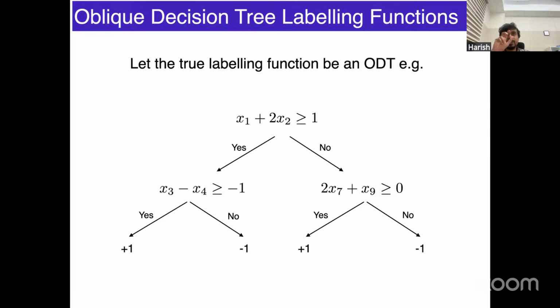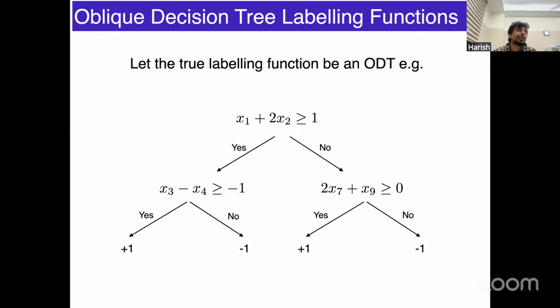Of course, for training the model, we don't have access to this. If we had access to this, then there is nothing to learn here. This is a synthetic data setting where we assume that the labels for the data are generated by a hidden decision tree.